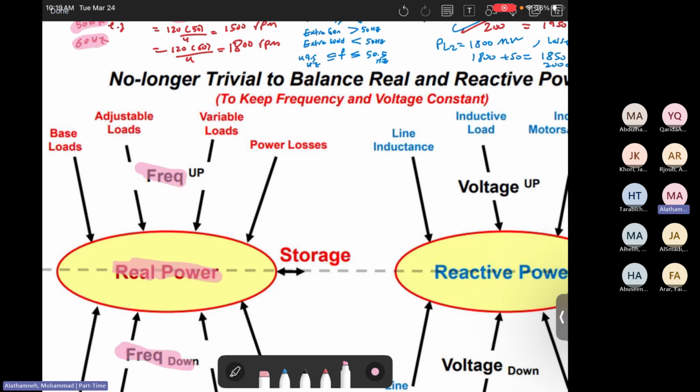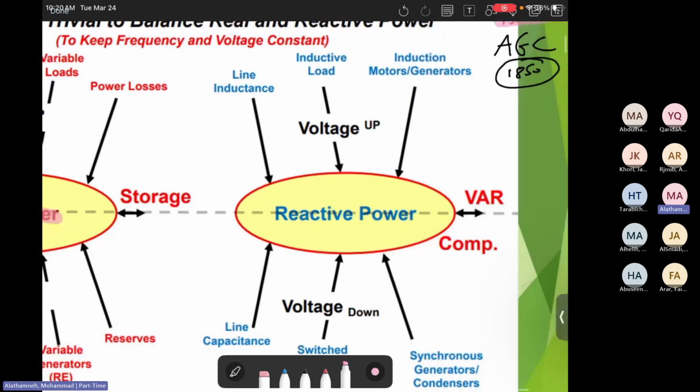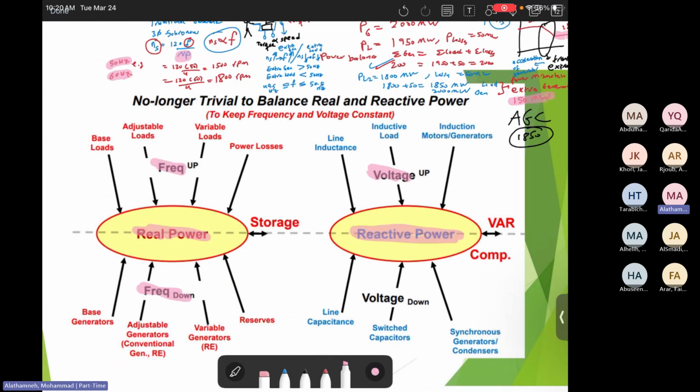You have extra generation, frequency up. Less generation, frequency down. This is for the real power. However, the reactive power is associated with the voltage. So if you have extra reactive power, the voltage will be high. If you have low reactive power, the voltage will be low. Okay? That's the thing that you need to keep in mind.